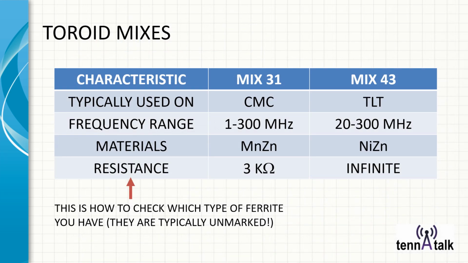So let's talk a little bit about toroid mixes. We have Mix 31 and Mix 43. Mix 31 is for CMCs, Mix 43 is for TLTs. They do have a slightly different frequency range, and the materials are different. Now they look identical. They're both gray donuts. How would you tell one from the other? Well, Mix 31 actually has a little bit of conductivity to it, whereas Mix 43 is an open. It has infinite resistance. And so that's how you can check.